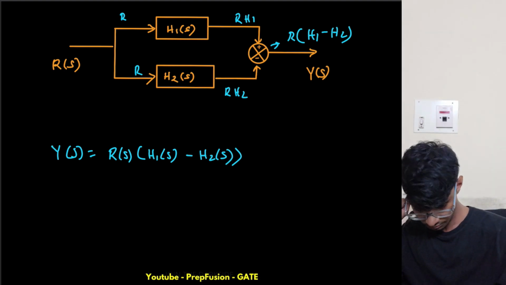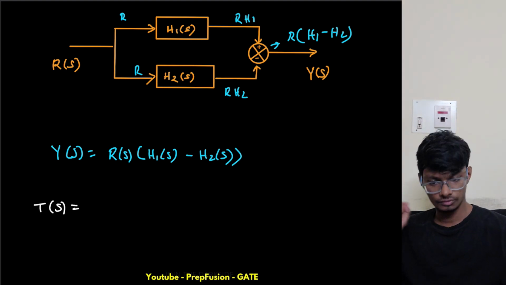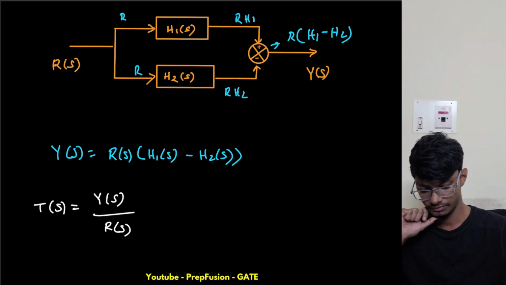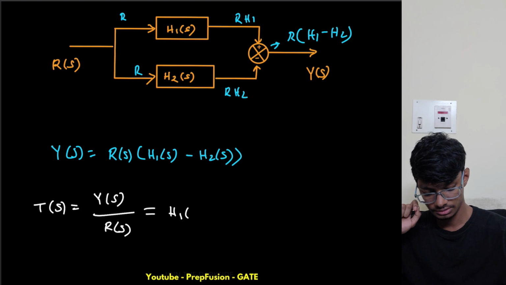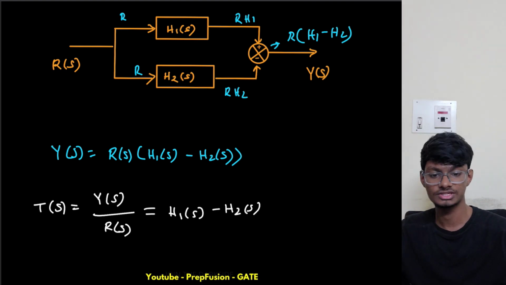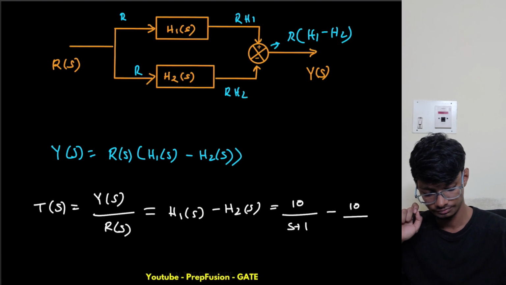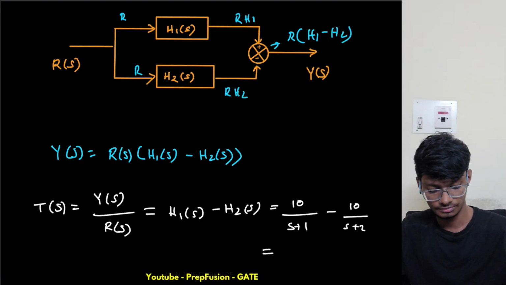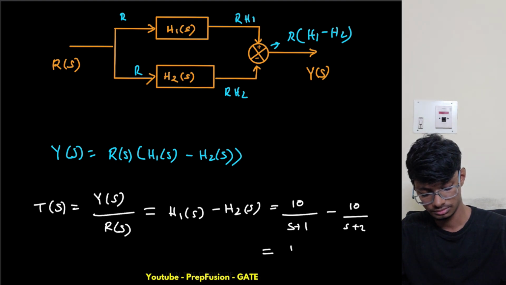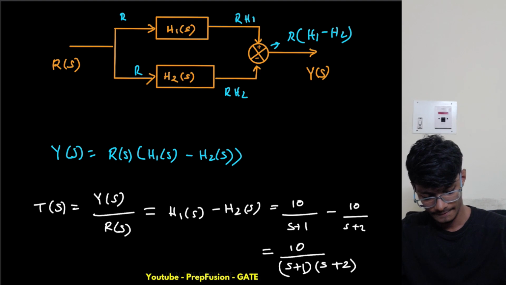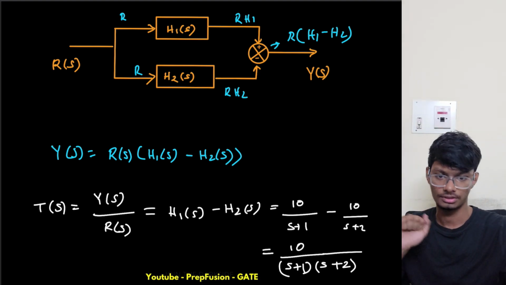So what is my transfer function now? The transfer function is Y of s upon R of s, which equals H1 minus H2 of s. Now what are H1 and H2 of s? H1 is 10 by s plus 1, minus 10 by s plus 2. So this equals simply 10 by (s plus 1)(s plus 2). So this is my transfer function basically.